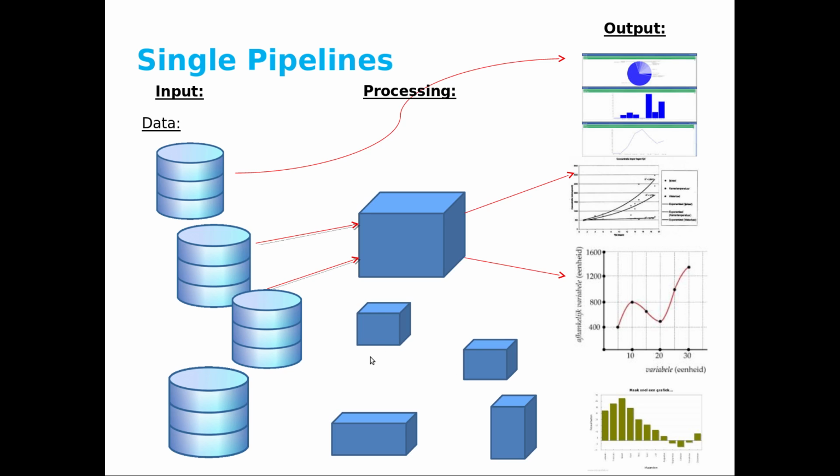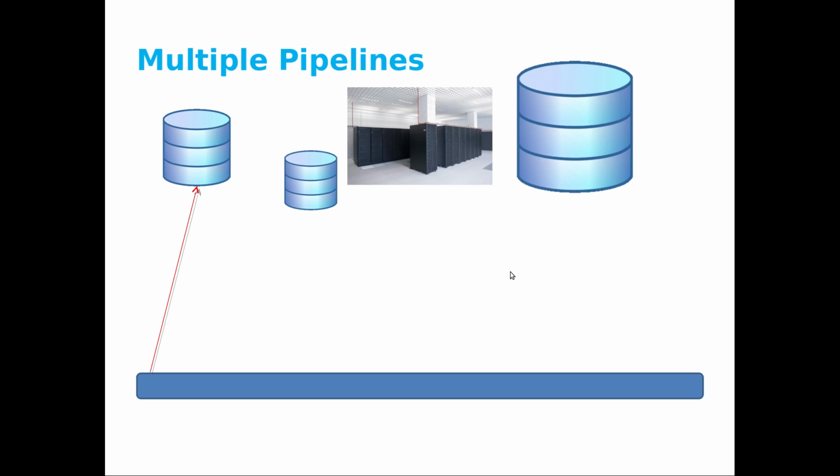Let's see. You can see it here. These two data sets are necessary to generate data. This type, then you get the first type of interim data, then the second, the third, and the fourth, and finally you get the results you want to have. These are the single pipeline types you have.